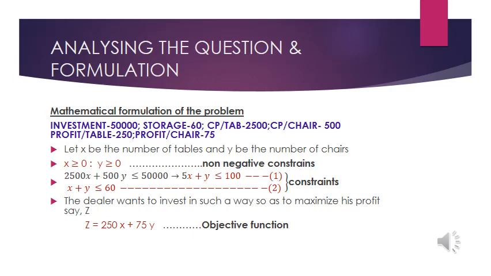Also, he has a storage of maximum 60 pieces. Therefore, the constraint is x plus y is less than or equal to 60. Next, we are forming our objective function. In this question, the objective function is a profit function. Profit from one table is rupees 250 and from one chair is rupees 75. Let Z be the profit. Hence, Z is equal to 250x plus 75y.